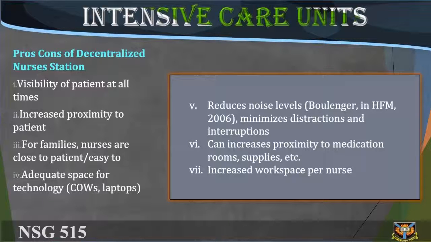Increased proximity to patients. For families, nurses are close to patients and easy to reach. Adequate space for technology, COWs, laptops. Reduces noise levels, Bolenga in HFM 2006. Minimizes distractions and interruptions. Can increase proximity to medication rooms, supplies, etc. Increased workspace per nurse.